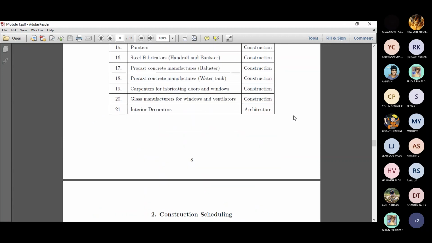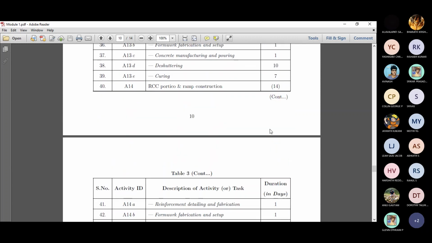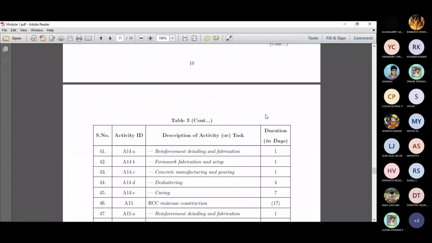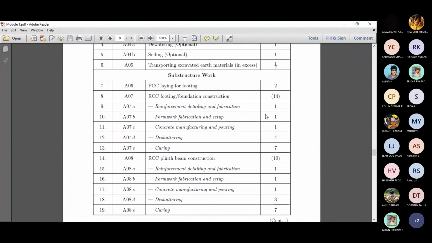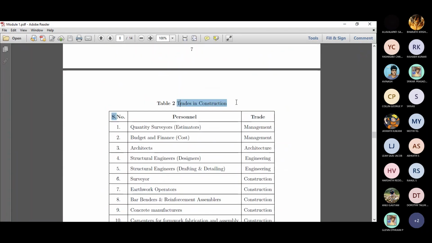Right. So let's go. Once this is done, it's pretty obvious that we have got our days, and we will be looking into the linking of activities. Then only can we find the project duration, not by adding up all the durations. And the final concept that we're going to talk about today is the trades, different trades in construction.